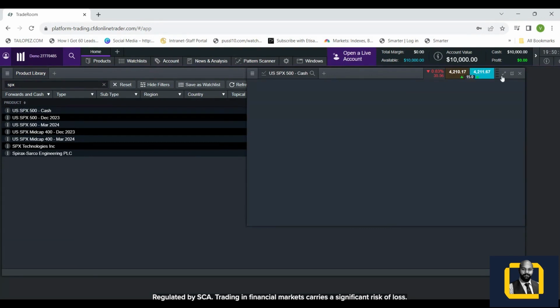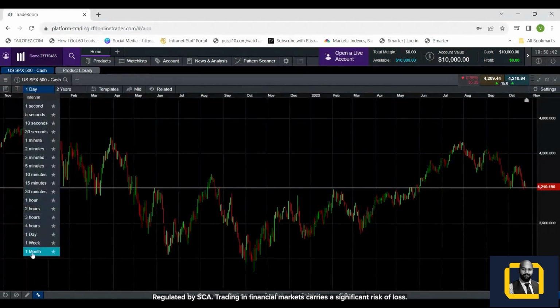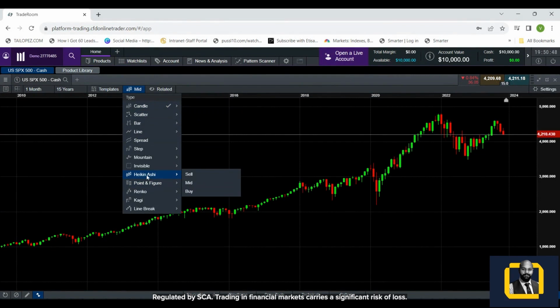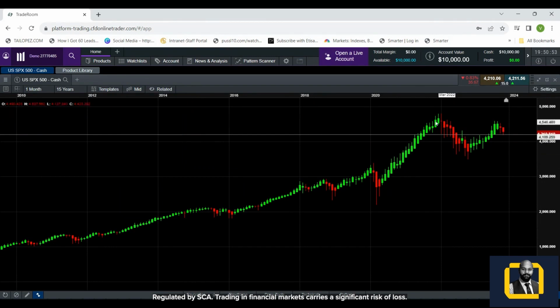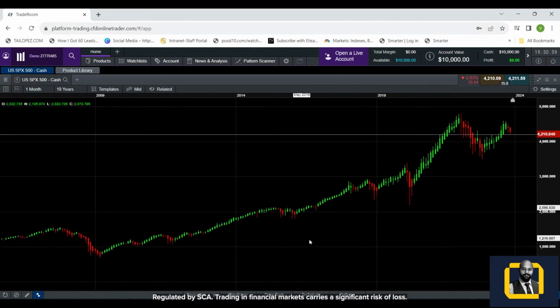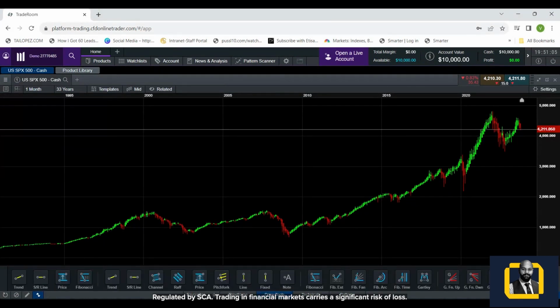I've opened SPX. Perfect. Now let's start from a higher time frame. I'm going to change my candlestick to Heikin Ashi. The reason being, Heikin Ashi helps you identify trends more clearly. So in these cases, you can see trends more clearly and apply your Fibonacci.